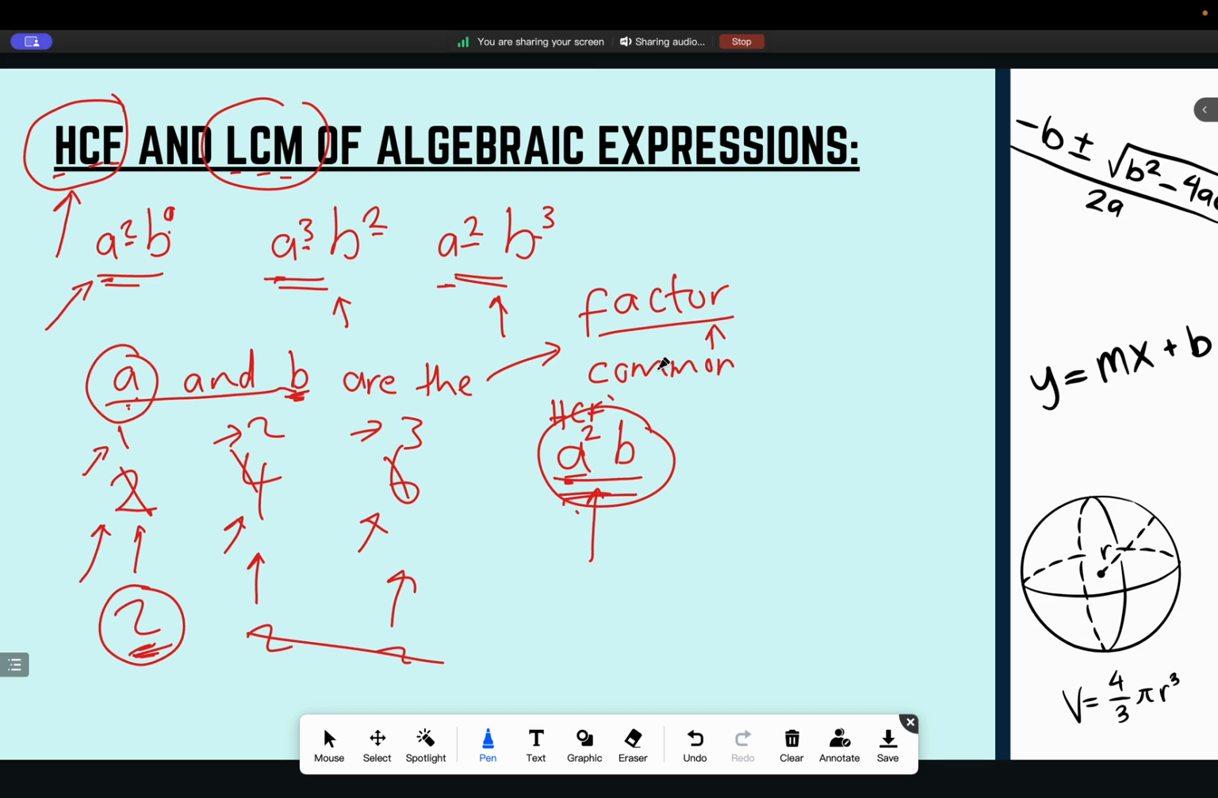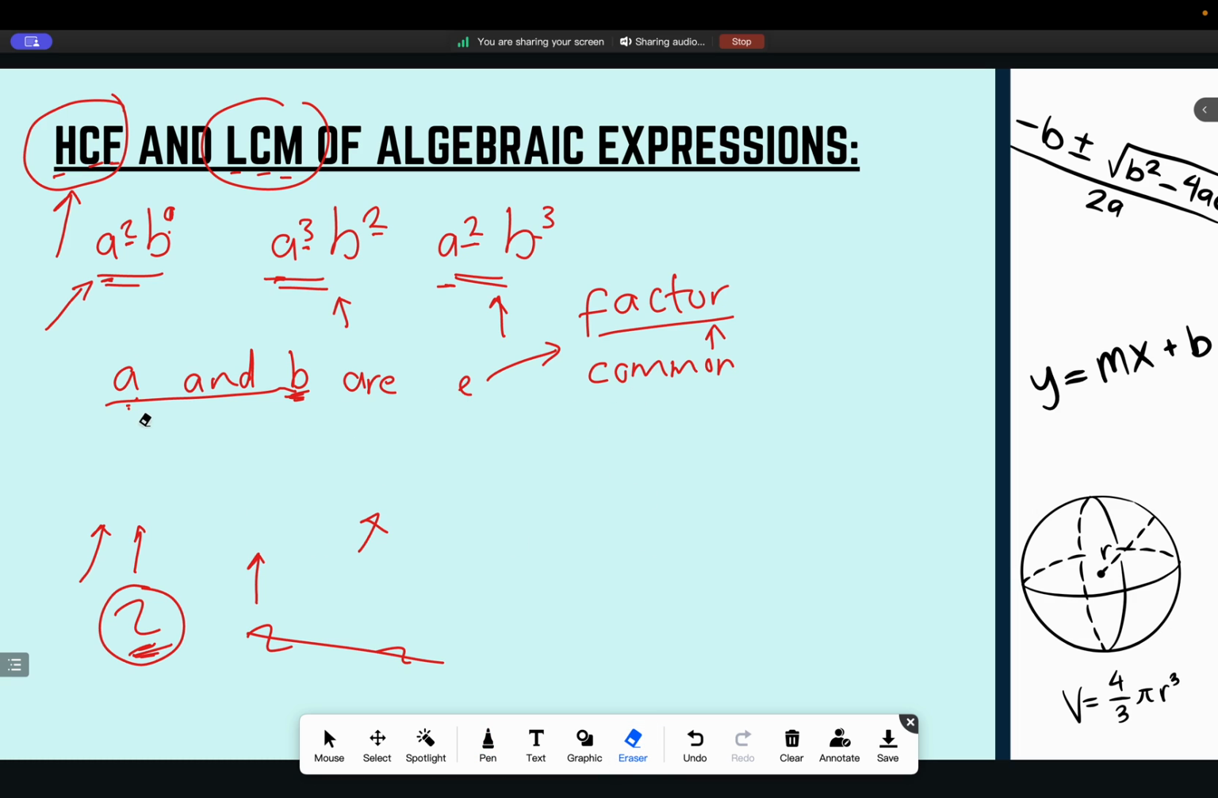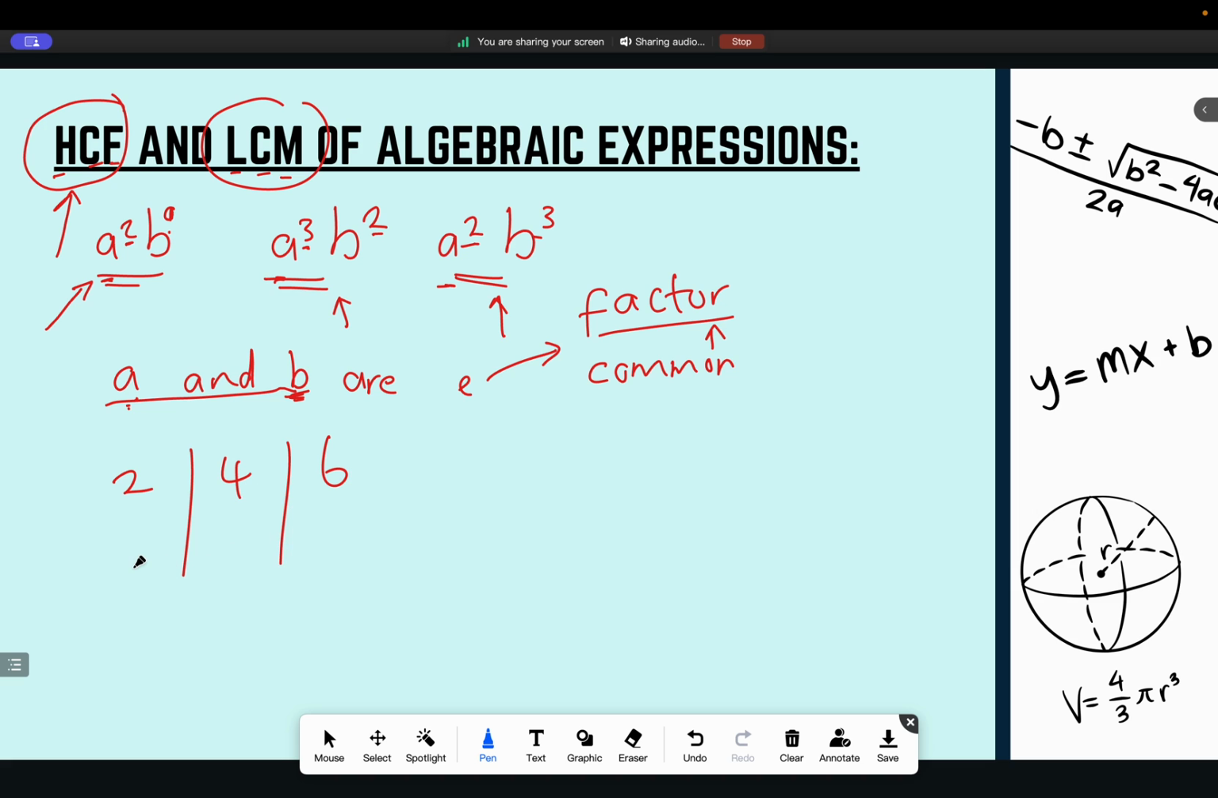Now, it's different when we talk about the lowest common multiple. Okay, so let's erase this here. Now, when we're looking for a lowest common multiple, let's have the numbers we talked about: 2, 4, 6. What we do is we first look at how 2 can get into these numbers. So here we say 2.